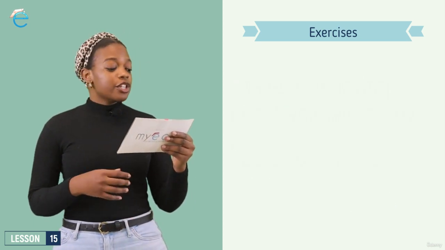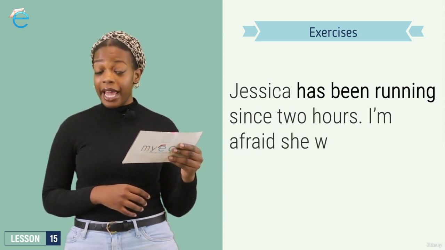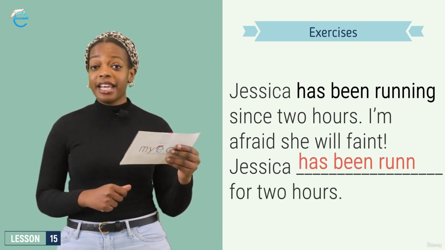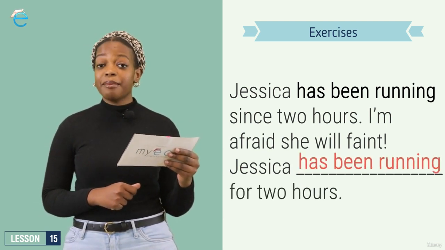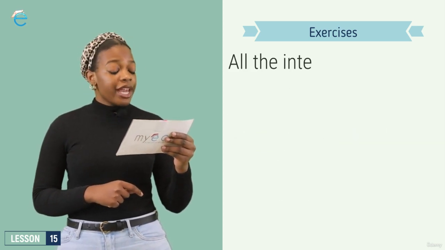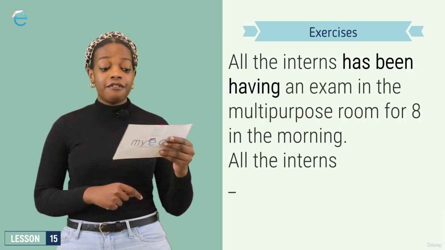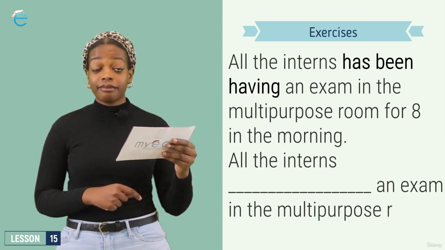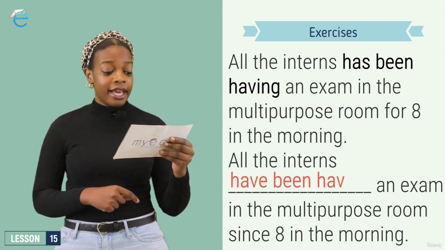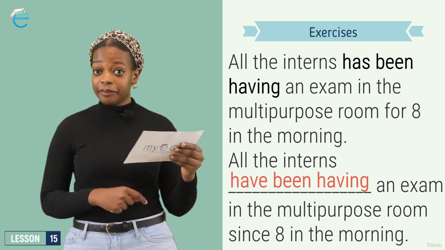Number 7, Jessica has been running since 2 hours. I'm afraid she will faint. The correct sentence is, Jessica has been running for 2 hours. I'm afraid she will faint. Number 8, all the interns has been having an exam in the multipurpose room for 8 in the morning. The correct sentence, all the interns have been having an exam in the multipurpose room since 8 in the morning.